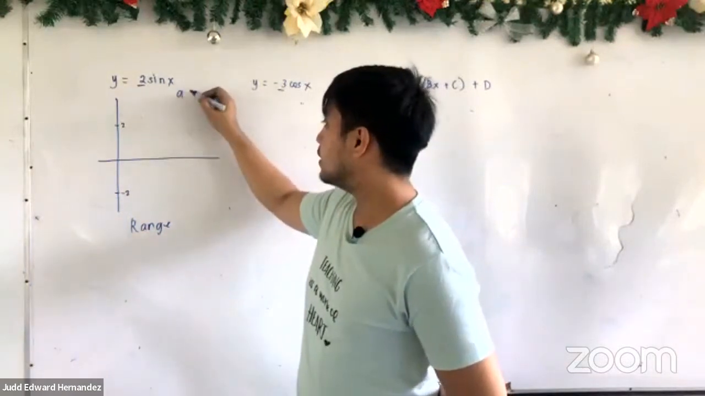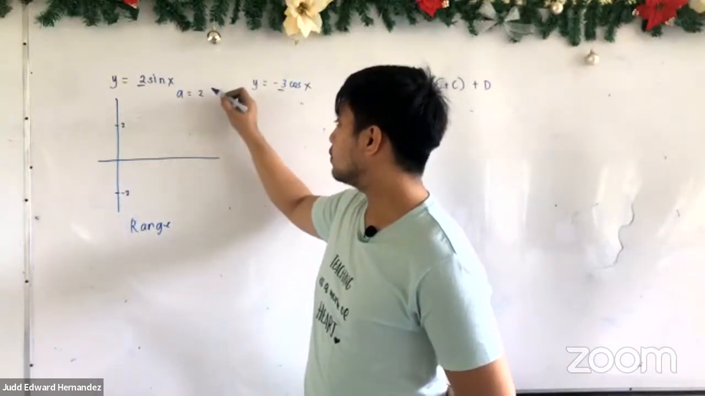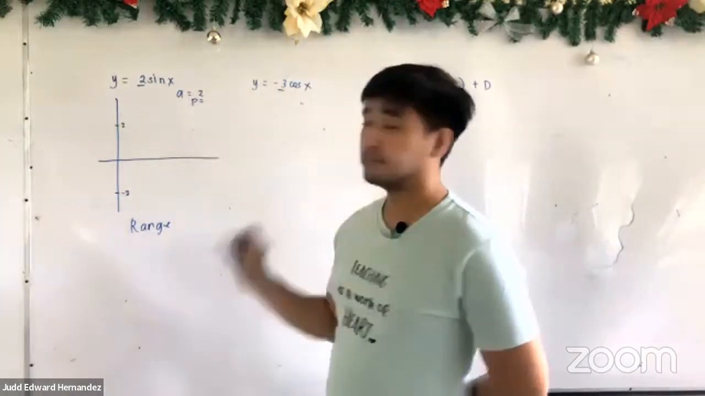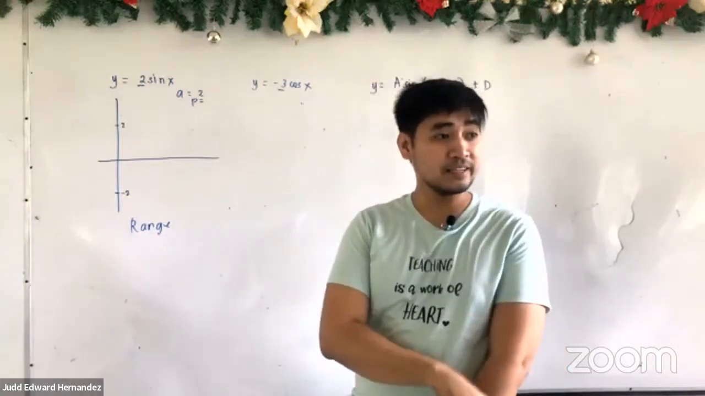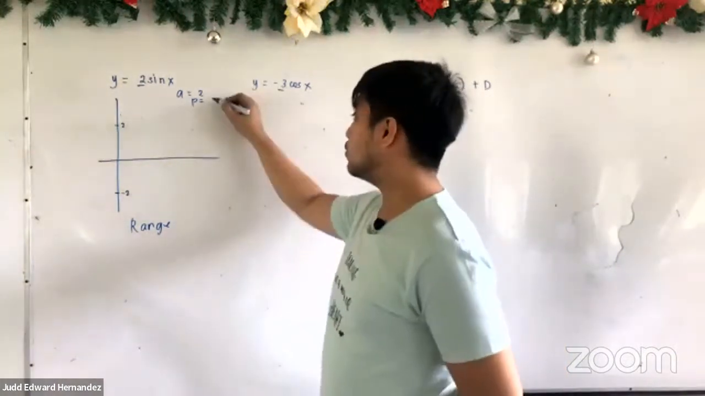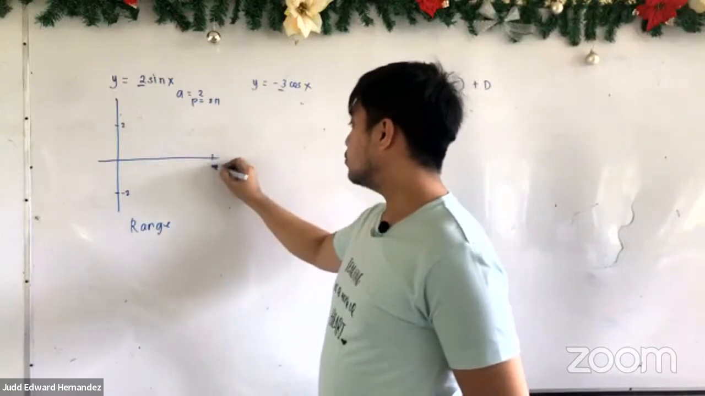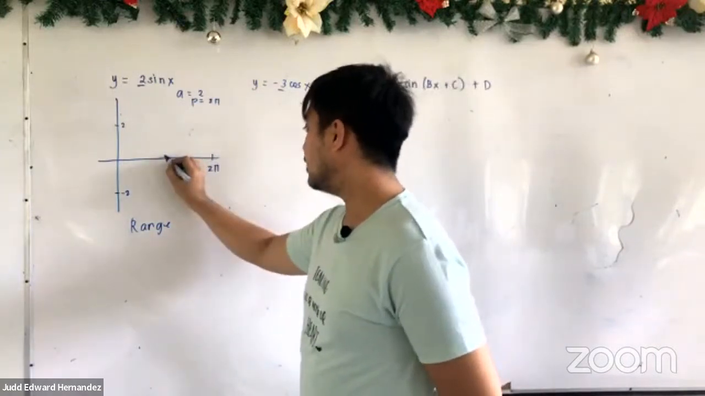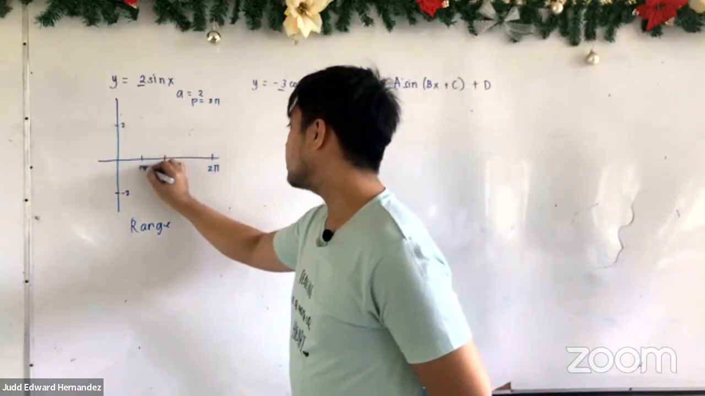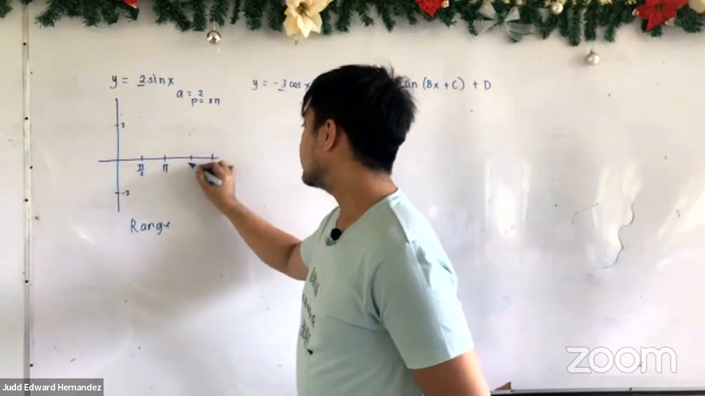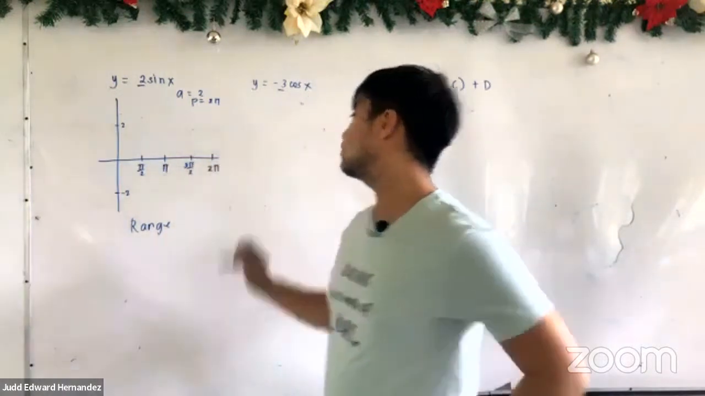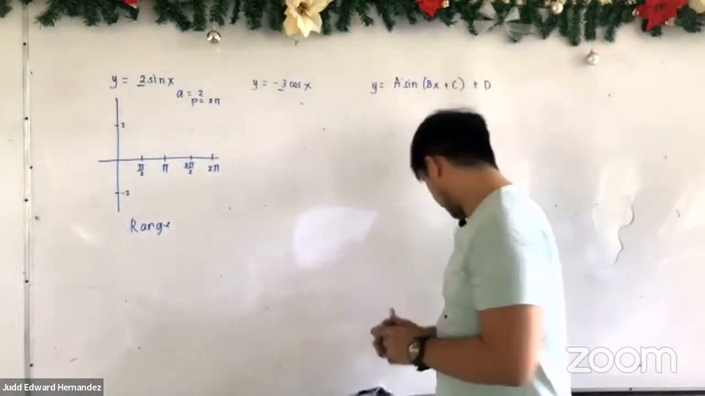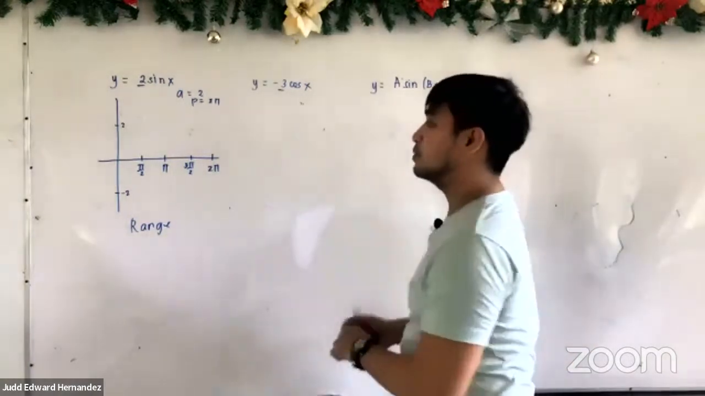Okay, sabi natin yung amplitude natin is 2. Therefore, our period would be, may iba bang given? 2 pi po. Okay, this is 2 pi. Hatiin ulit, this is pi. This is pi over 2. This is 3 pi over 2. Okay, so what do we do now?